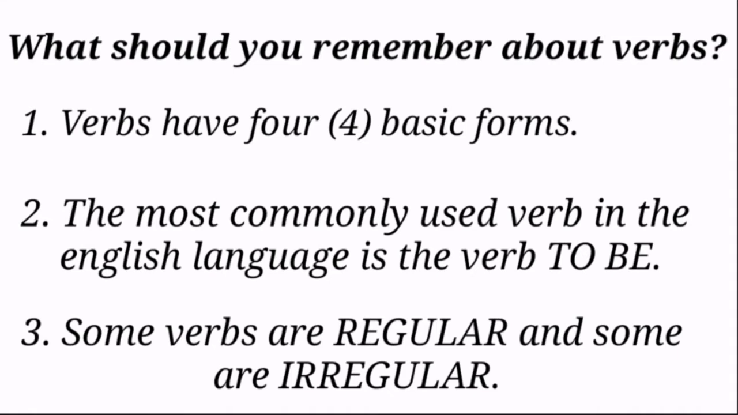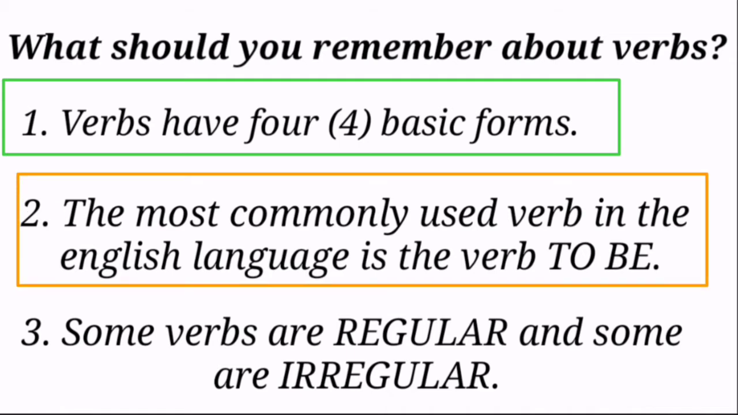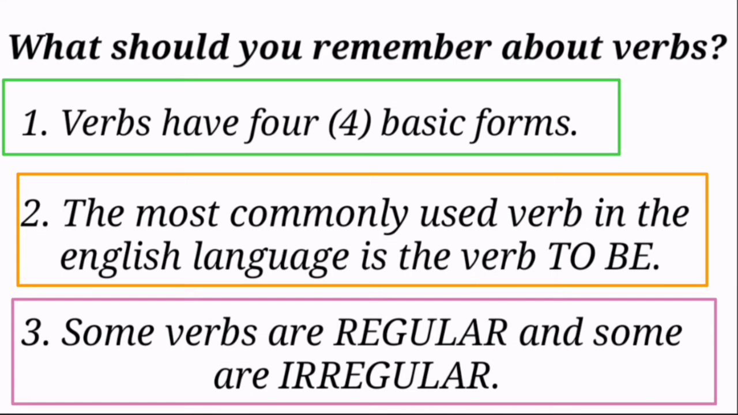Let's proceed to what you should remember about verbs. What should you remember about verbs? Number 1, verbs have 4 basic forms. These are the base form, the past form, present participle, and the past participle. Number 2, the most commonly used verb in the English language is the verb to be. Number 3, some verbs are regular and some are irregular.